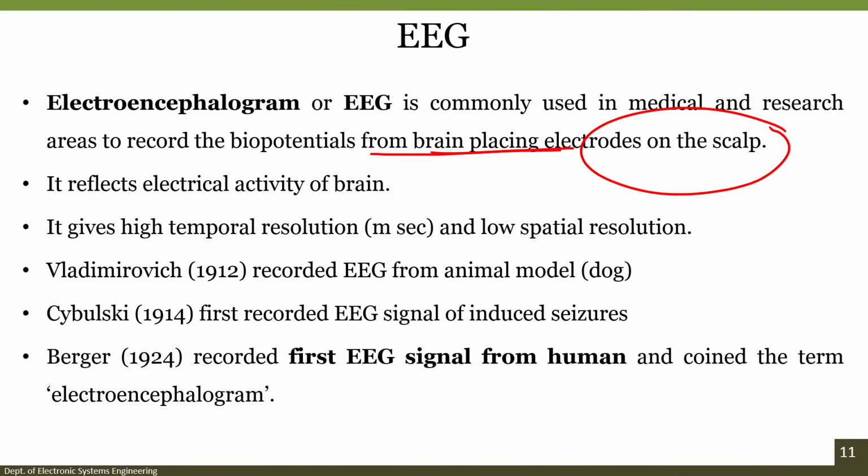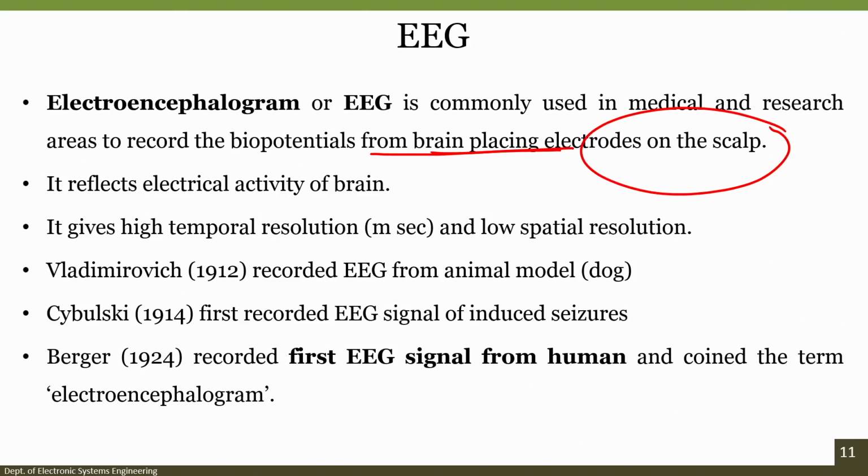What exactly do we get from EEG, or how is it measured, or how is it generated? It is generated because of the electrical activity of the brain. And what does it show? It gives a high temporal resolution, in milliseconds, and low spatial resolution.